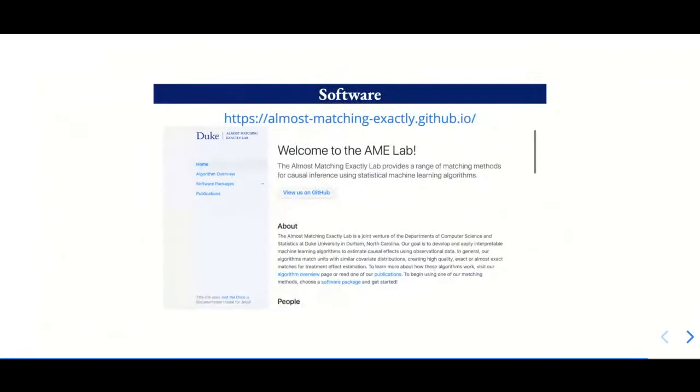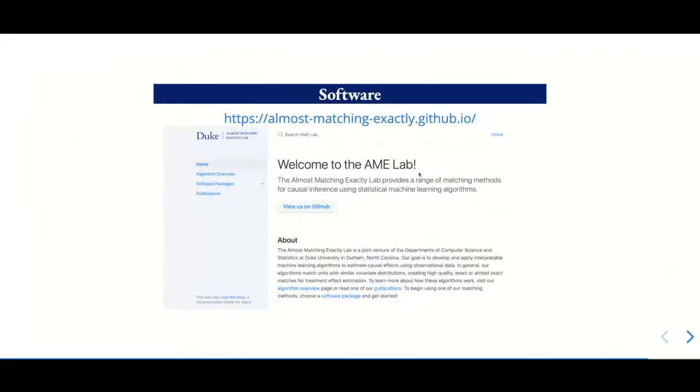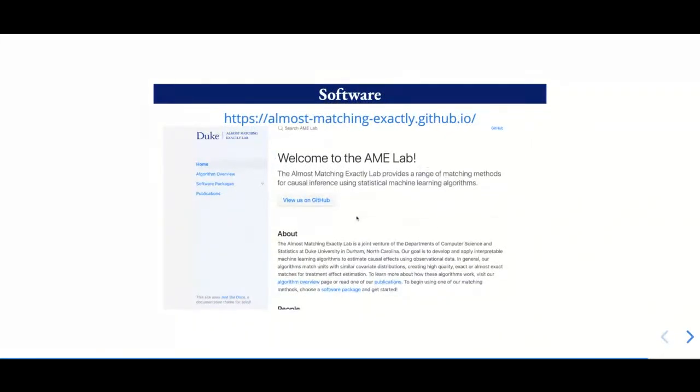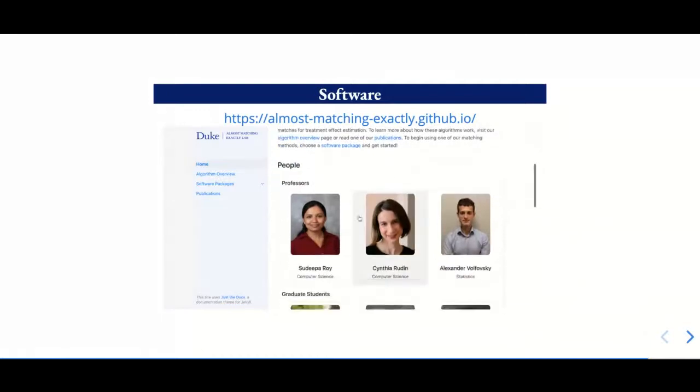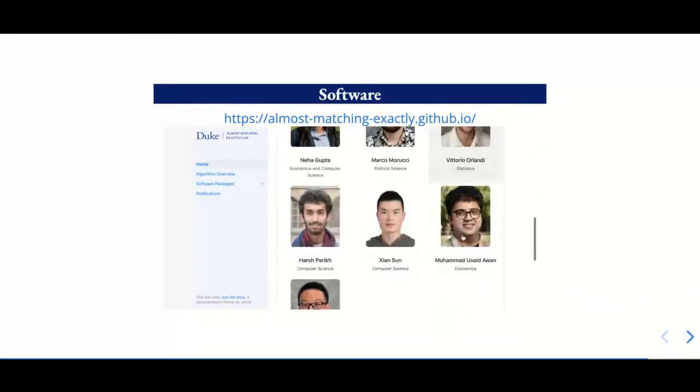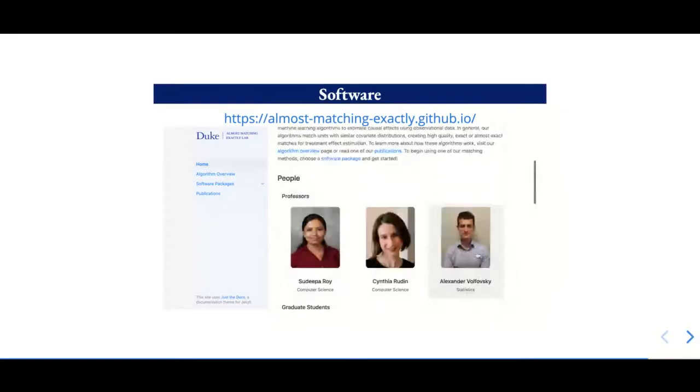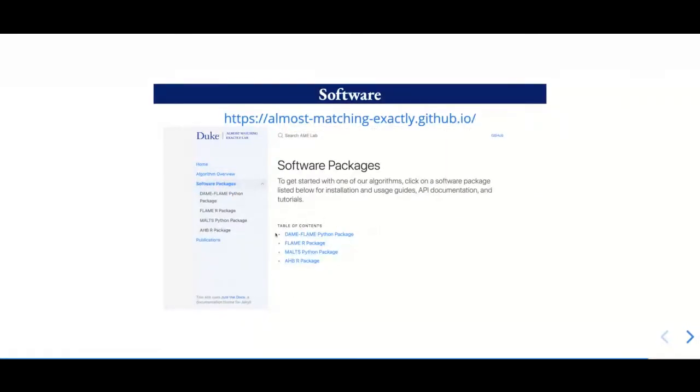Let me conclude by pointing you to our website. This is the Almost Matching Exactly lab. I want to point out two things. Number one, if you go on it, you will see pictures of all my wonderful collaborators that have worked with me on this project. And if you go on our software page, there will be links to R and Python packages that implement all our software that I've described during this talk. And if you think it can be useful to you, I encourage you to download it and play with it and send us an email if you think there are bugs or stuff that you like or you don't like.